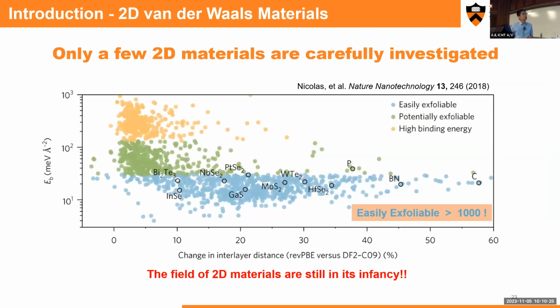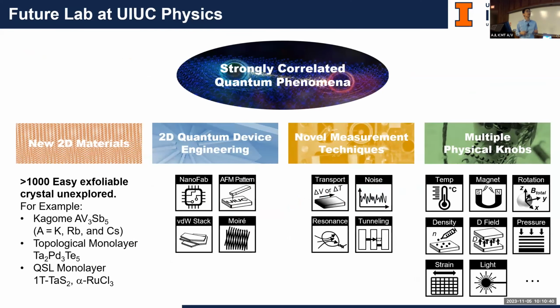So let me quickly wrap it up. I want to say that 2D materials have only been investigated a little, and we still have a lot of physics that we haven't really looked into. And also, this is a lab that I want to explore in the future at UIUC. And I'm really excited to be here and really excited to start my new journey here together with everyone. Thank you.